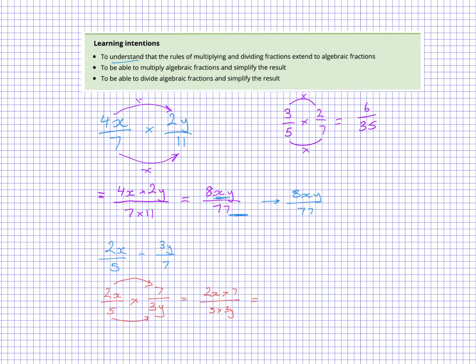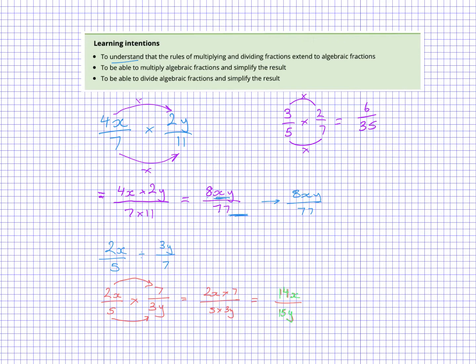And this will give us 2 times 7 is 14, times whatever x is, over 5 times 3 is 15, times whatever y is. And the last step, as normal, is are there any common factors between 15 and 14? The answer is no. Are x and y the same number? The answer is no, because they're x and y. All right, so that one stays as is as well, 14x over 15y.